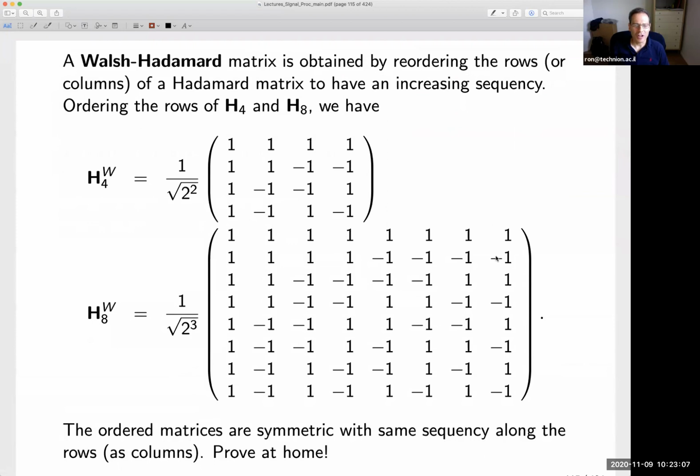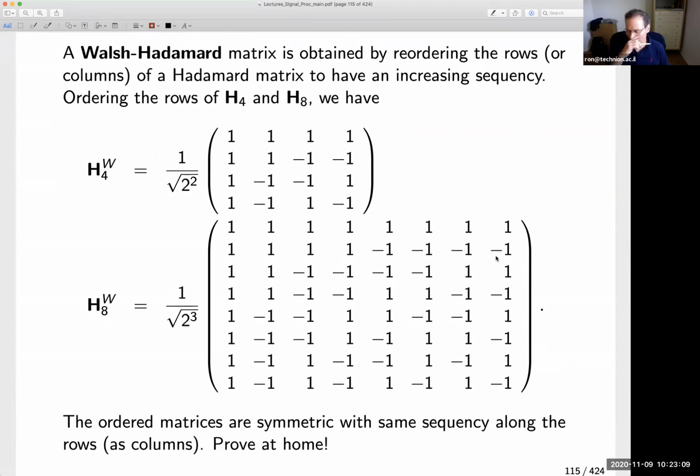Okay, so what is the Walsh-Hadamard? The Walsh-Hadamard is exactly the idea of taking the rows, and if you do it for the rows, apparently you do it also for the columns, by reordering the rows or the columns so that the sequency is increasing. So what you see here is the sequency which is equal to 0. Here the sequency is equal to 1. Here I'm pointing to the points at which the sign is changing. The sequency is equal to 2, and here it is 3.